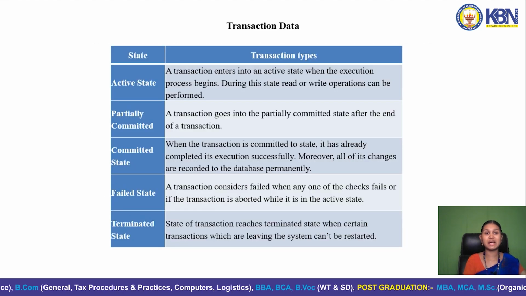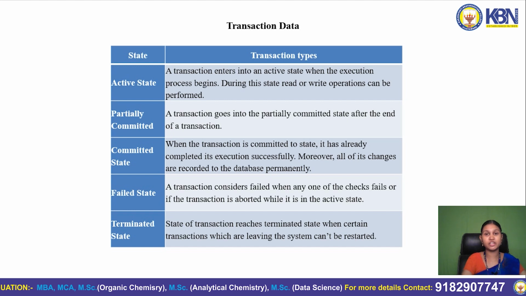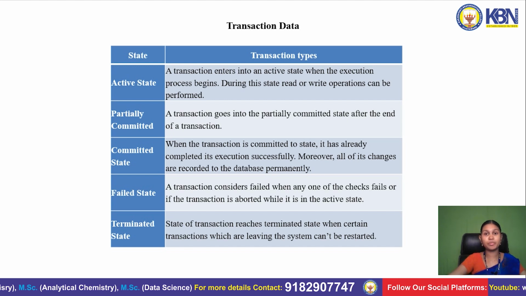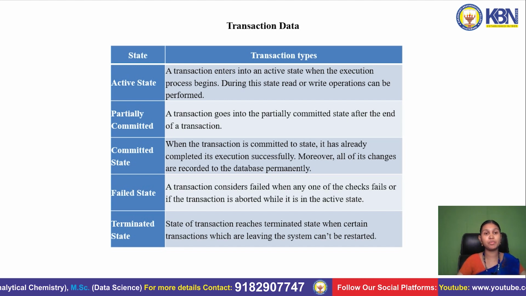Now coming to transaction data. In transaction data we have several types. First one is the active state, second one partially committed, third one committed state, fourth one failed state, fifth one terminate state. What is an active state? When a transaction enters the active state, the execution process begins. Here the transaction will be reading, or writing operations can be performed.